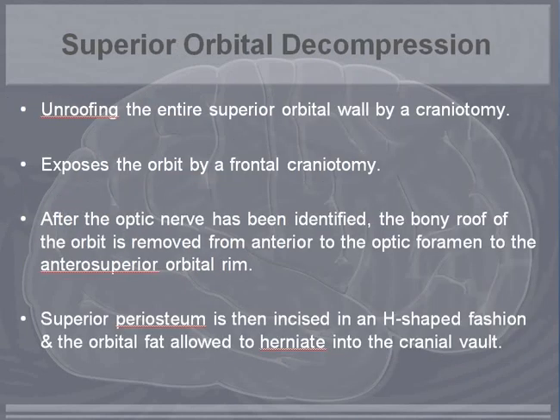Now let's talk about the superior orbital decompression. Well, the unroofing of the entire superior orbital wall by a craniotomy exposes the orbit by a frontal craniotomy. After the optic nerve has been identified, the bony roof of the orbit is removed from anterior to the optic foramen to the anterior superior orbital rim. Now the superior periosteum is then incised in an S-shaped fashion, and the orbital fat is allowed to herniate into the cranial vault.